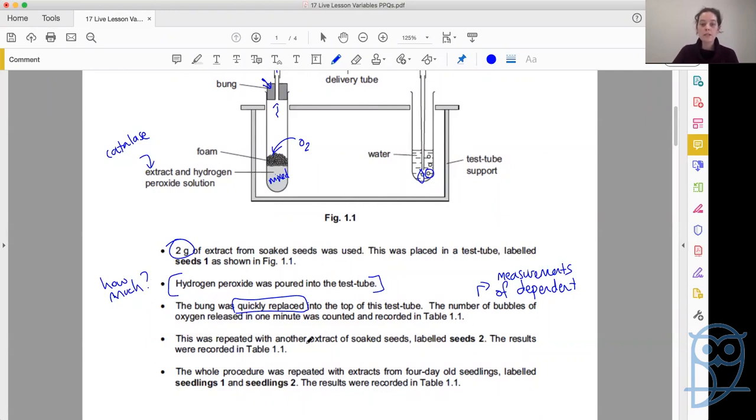Okay, so this was repeated with another extract of soaked seeds. Repetition. We like that because when we have repetition, we increase the reliability of our results. Results were recorded in table 1.1. The whole procedure was repeated with extracts from 4-day-old seedlings, remember from the same plant, labeled seedlings 1 and seedlings 2. So we have repetition for the seedlings again. The results were recorded in table 1.1.